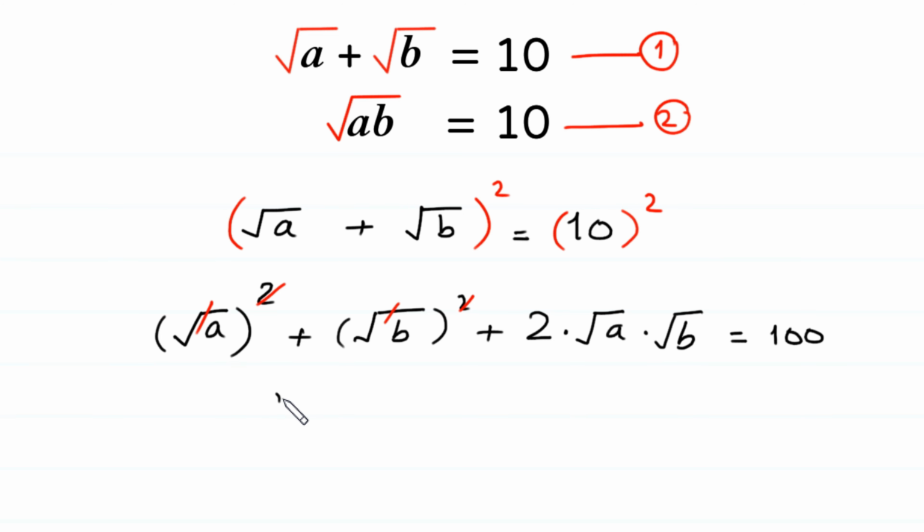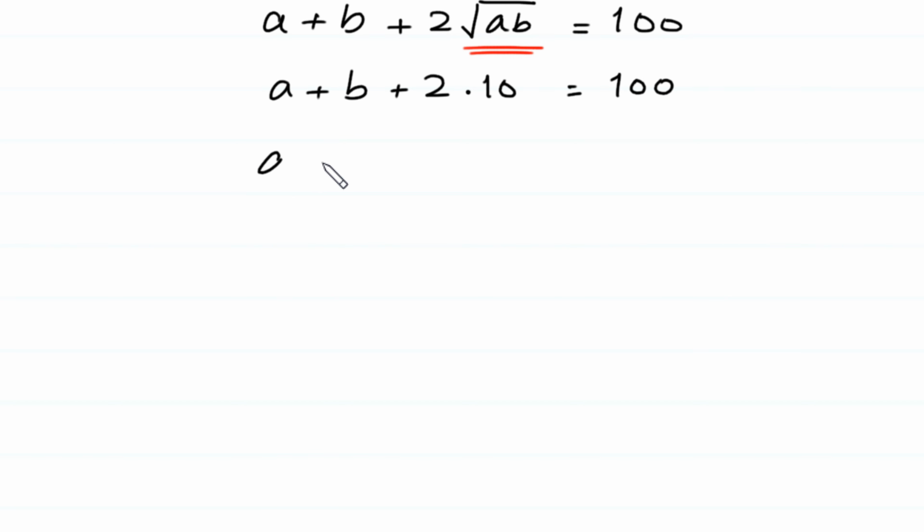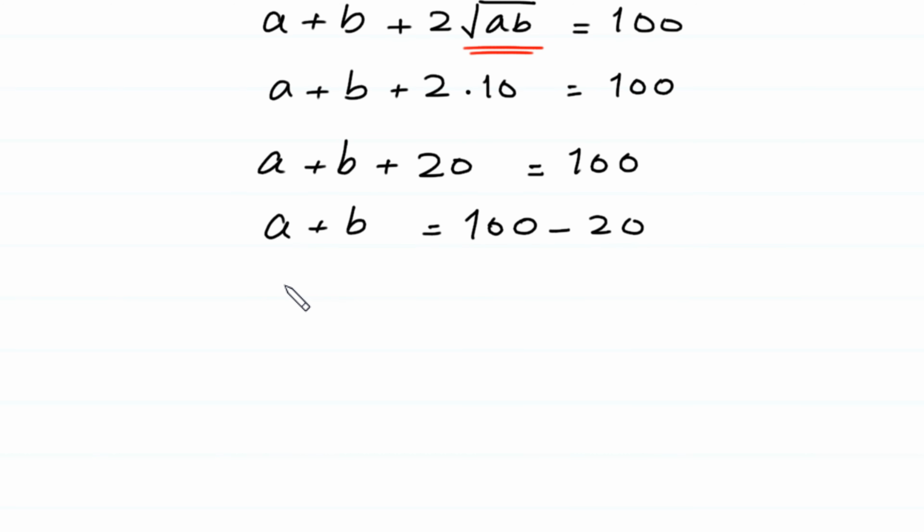Next, this square will be cancelled with this square root and this square will be cancelled with this square root, and here left a plus b plus 2 times square root of ab is equal to 100. Next, a plus b plus 2 times, here we put the value of square root of ab from equation 2, 10. The value of square root of ab is 10, is equal to 100. Next, a plus b plus 2 times 10, 20 is equal to 100, and we move this plus 20 to the right side. A plus b is equal to 100 minus 20, and a plus b is equal to 100 minus 20 is equal to 80. We name this equation equation 3.